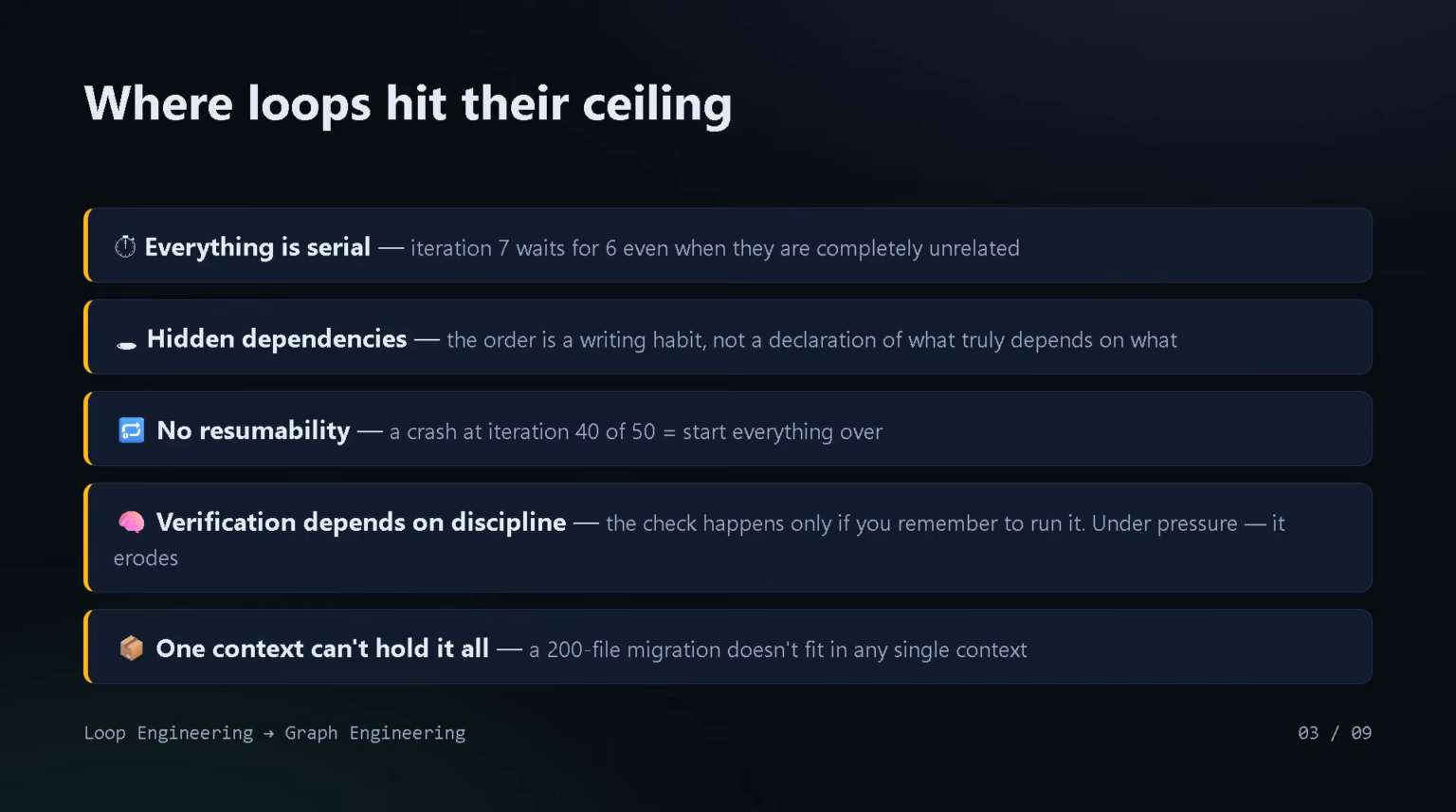But loops have a ceiling. Everything runs serially, even steps that don't depend on each other at all. The order is a writing habit, not a declaration of real dependency. When you crash midway, you start everything over. Verification depends on the operator's discipline, and under pressure, discipline erodes. And a single context simply cannot hold a truly large task.